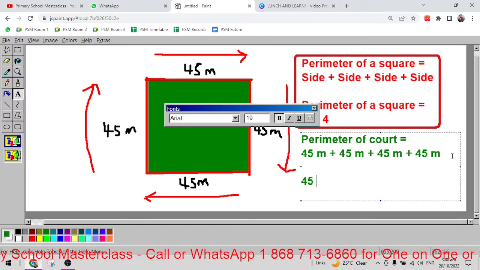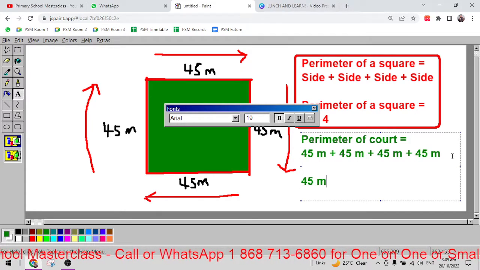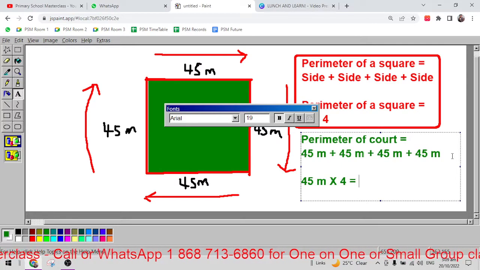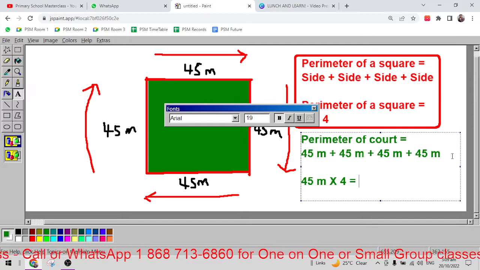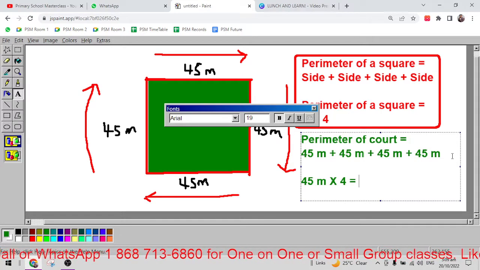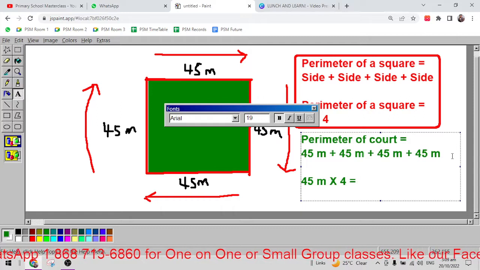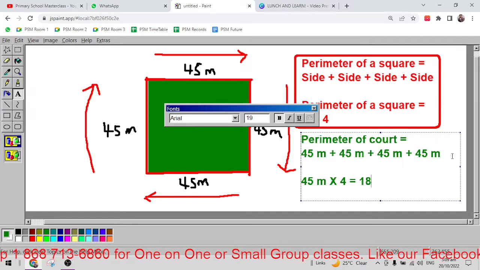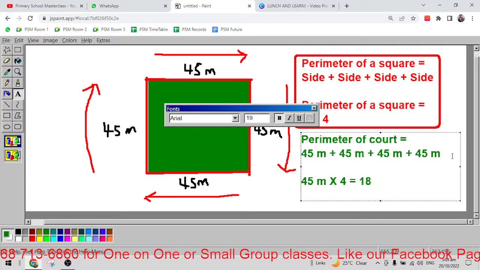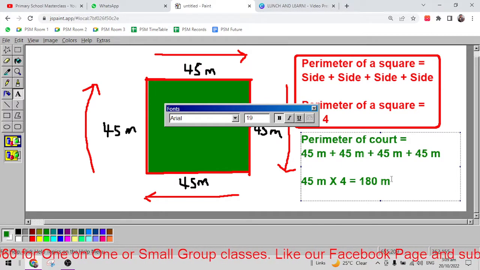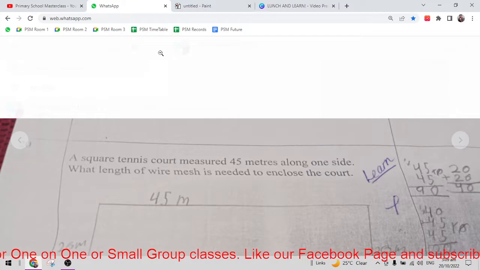And 45 meters multiplied by 4. It should be, what is 45 multiplied by 4? Well, 45 by 2 is 90. Well, 90 by 2 is 180. So 180 meters. Yeah. Right. Good. So back to the question.